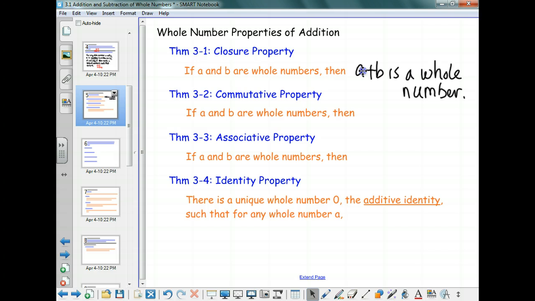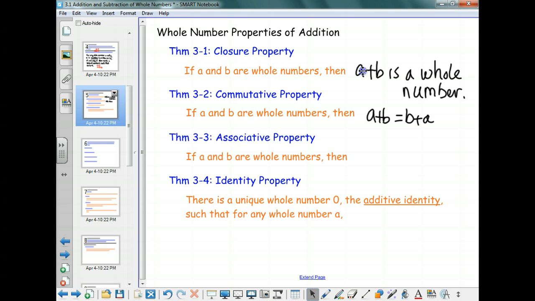All right. Next one, commutative property. The commutative property says the following. If you have whole numbers A and B, then A plus B equals B plus A. The commutative property means you can do it in the reverse order. Again, this is the commutative property with addition for whole numbers. The addition is the key idea.